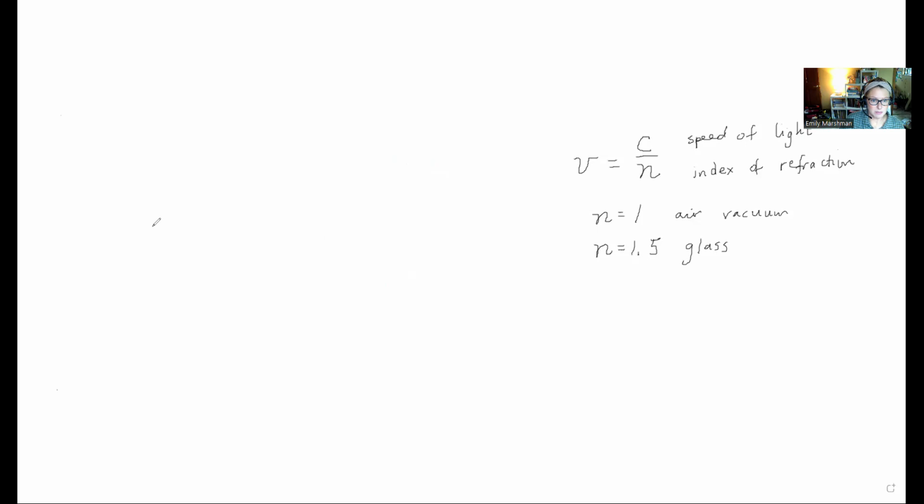So let's suppose here's the boundary between the two materials. And let's suppose up here I have just air. Air has an index of refraction of approximately 1. And let's say down here we have glass, and glass's index of refraction is 1.5.